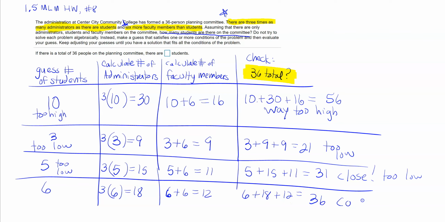This is correct. So we found the correct combination of students, administrators, and faculty members, but it's only asking us to find how many students were on the committee. So the only answer I'm going to enter is that there were 6 students on the committee. 6 students on the committee.